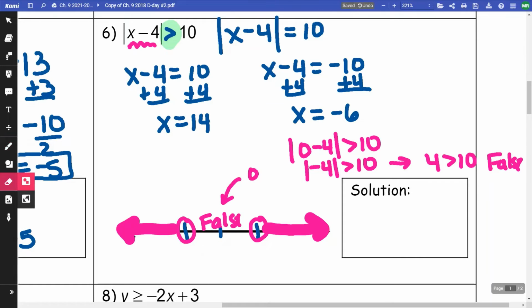So you don't have to write the word false there. I just want you to understand that that was false. 0 made it false, and 0 was in between. And I erased my numbers here. Sorry, this was a -6 and this was a 14.